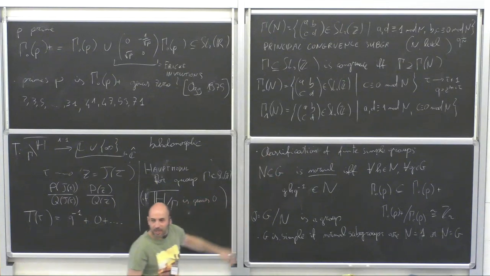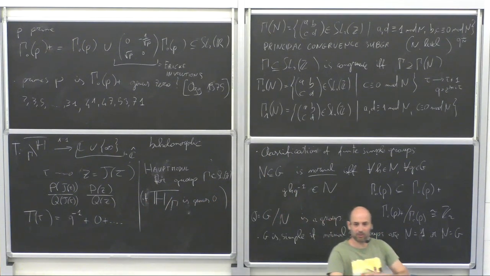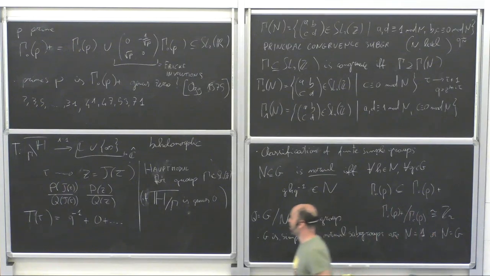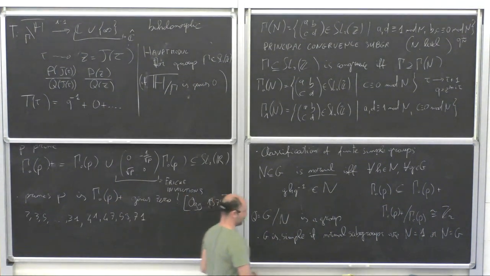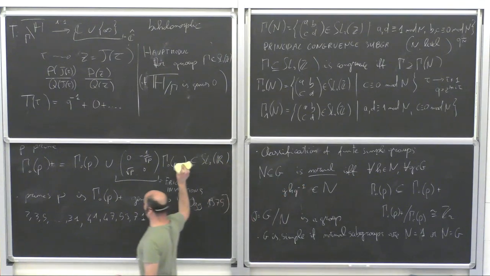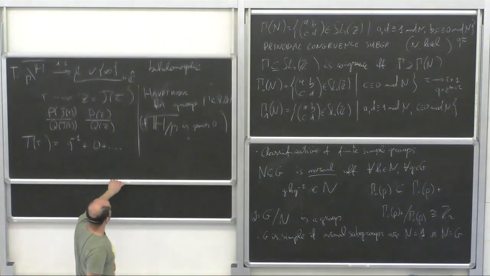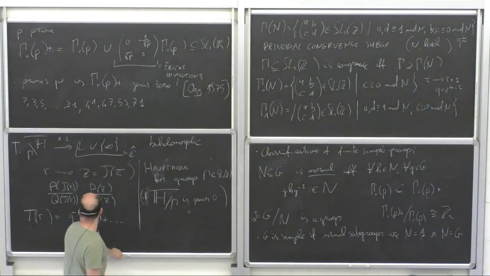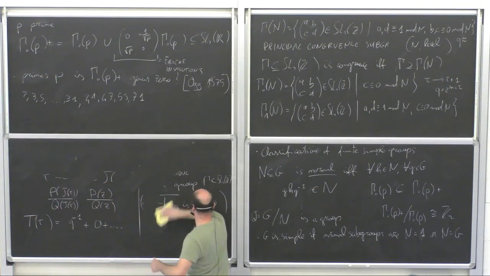So you can build all groups by taking quotients and normal subgroups that are simple. Okay. So the classification of these groups is similar to the classification of simple Lie algebras, if you want.